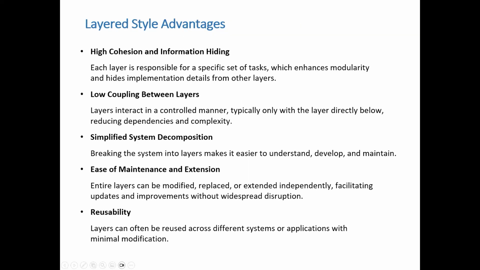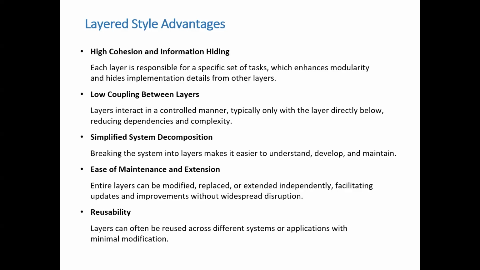Now let's talk about why we often use a layered architecture in software systems. First, layers are highly cohesive. That means each layer focuses on a well-defined responsibility, which helps with information hiding. We don't need to know how things work inside the layer, just how to interact with it. Second, we usually design layers to have low coupling, meaning they don't heavily depend on the layers above them.